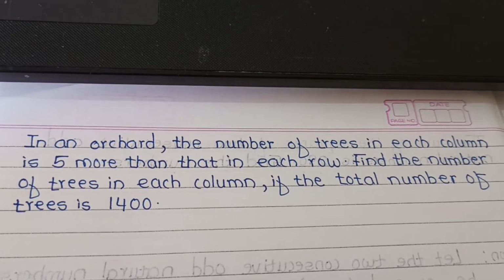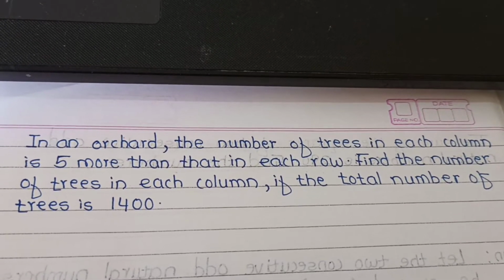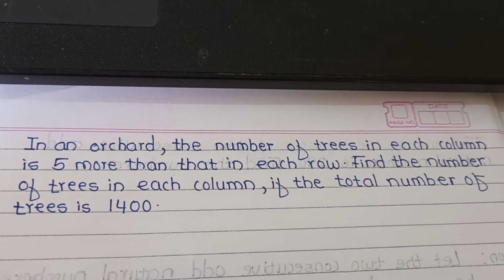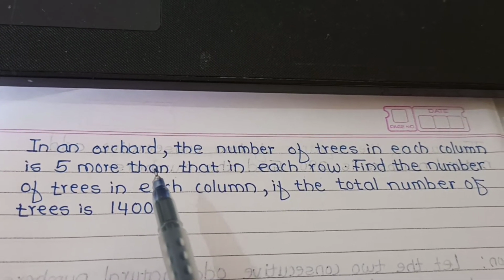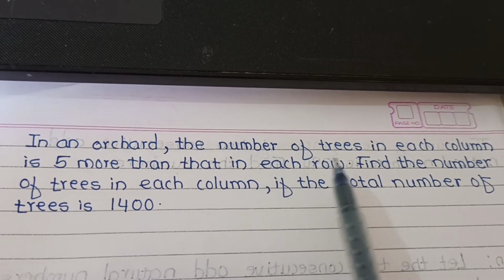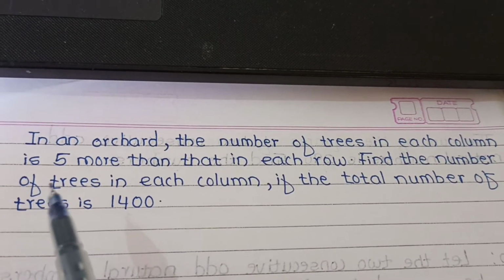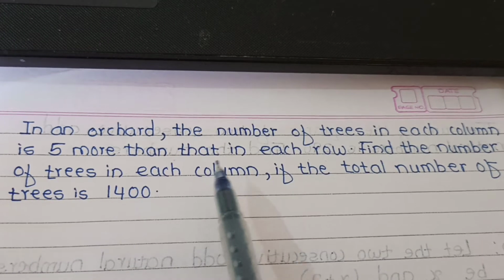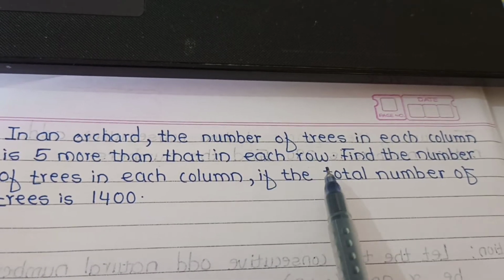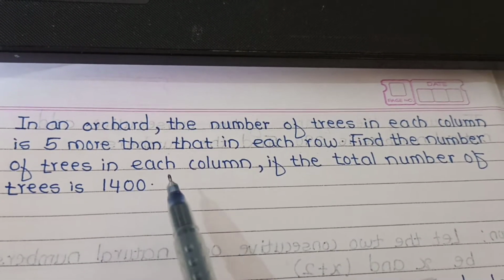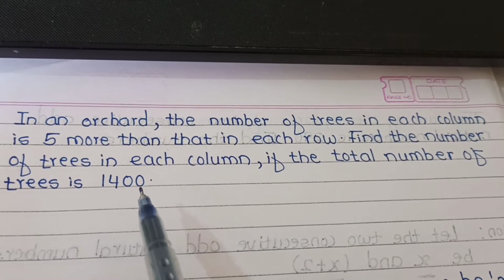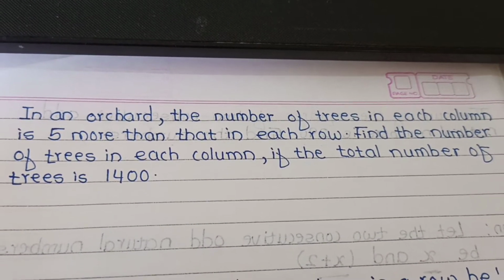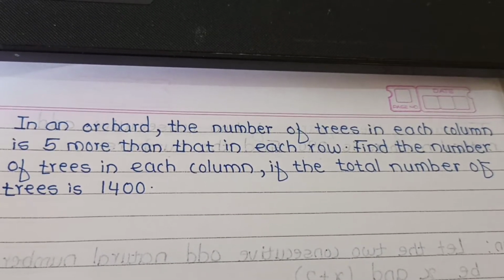Hello everyone, in this video we will see how to solve a word problem based on quadratic equation. The problem is, in an orchard, the number of trees in each column is 5 more than that in each row. Find the number of trees in each column if the total number of trees is 1400. So let's see how to solve this problem.